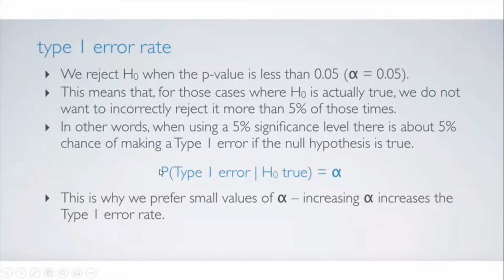So what is the type 1 error? It is basically the probability of a type 1 error given the null hypothesis is true, which is alpha, 5%, which is the opposite of our confidence level. The probability of getting the value given the null hypothesis is true is equal to the confidence level. This is why we prefer a small value of alpha. Increasing alpha increases the type 1 error rate. If you reduce the confidence level, then the type 1 error will increase. We cannot live with it.